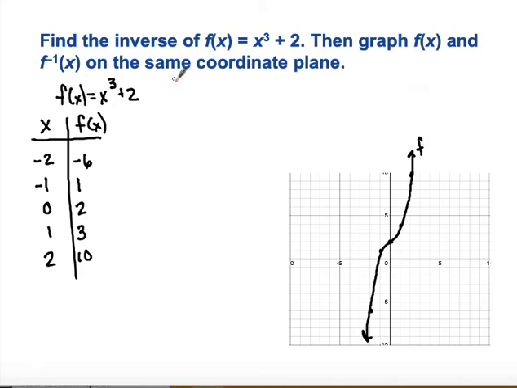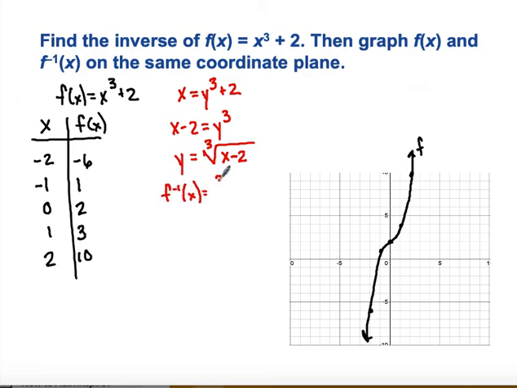All right, now let's invert it. So I'm going to make this x equals y cubed plus 2. We'll subtract that 2 over, and then we're going to cube root. So y is going to be the cube root of x minus 2, or the inverse is the cube root of x minus 2. Now we could do this a couple ways. We could just start graphing like we've done the previous two, or I can go ahead and invert this graph and know that my graph of my inverse is going to flip these points.